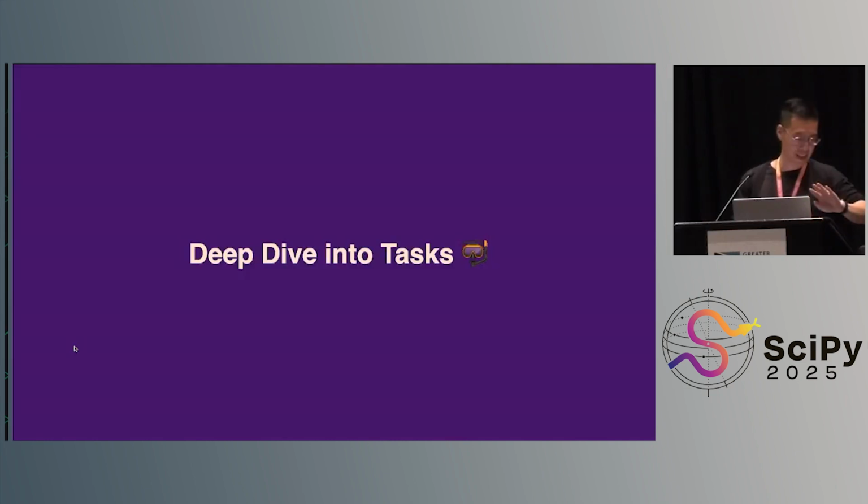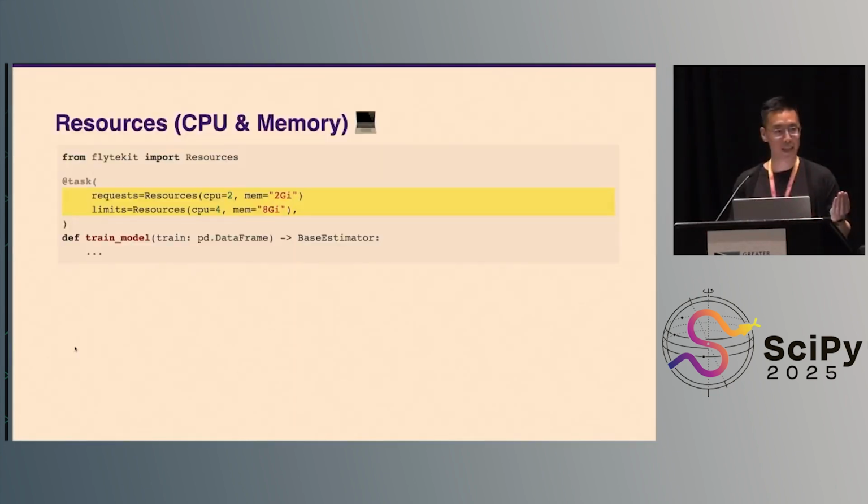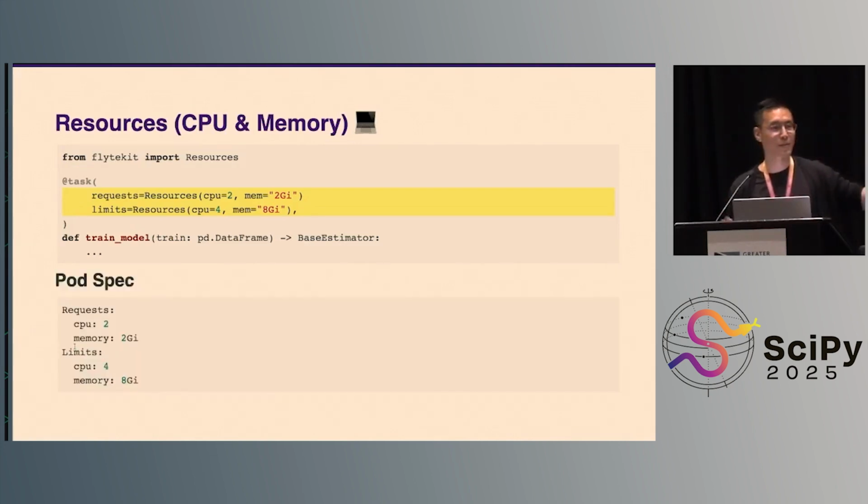Now I'm going to dive into the meat of it. What's the magic? What's happening? I'll do it slowly. The first thing you want from a task is resources. Limits and requests are Kubernetes terms. Request is how much CPU or memory you need. Limits is the upper bound. You can specify them, and what happens underneath the covers is it populates a YAML file, right? And Kubernetes understands this YAML file, so it does the right thing.